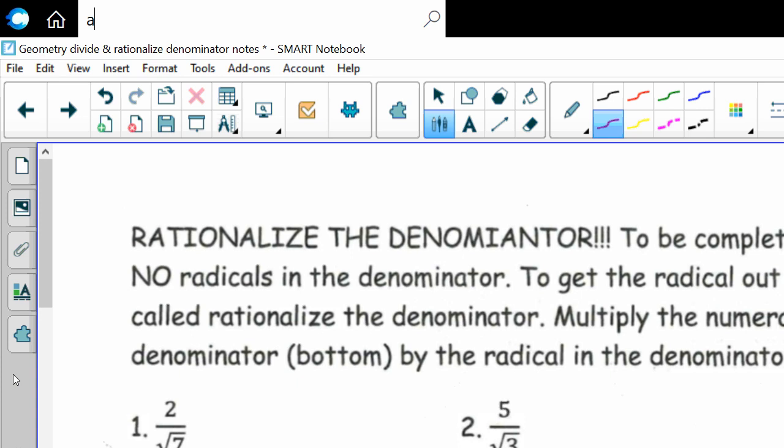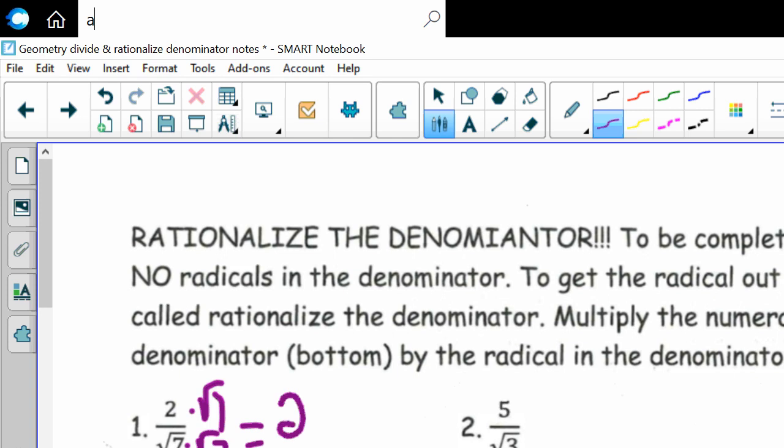So if I look at number 1, 2 divided by the square root of 7. The only radical I have is the square root of 7. I can't do factor tree. There's nothing else I can do to that, but I cannot leave my answer like this because I'm not allowed to have radicals in the denominator. So to get rid of it, I multiply by that radical. But then remember, we have that rule in math. Whatever I do to one part, I have to do to the other part, so I have to multiply the top by square root of 7.